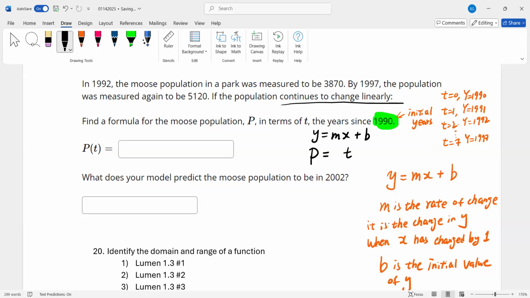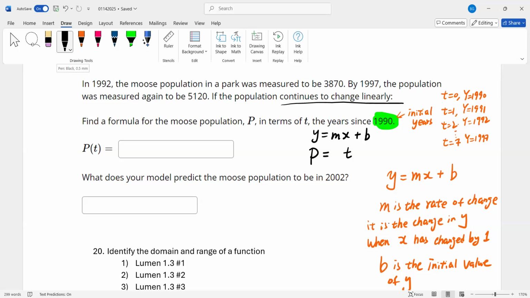Now let's find the value for m. m here is the slope. Remember, slope here is the average rate of change, right? It is the change in the population of the moose when the year goes by 1. Here we use year as the unit of time. So m here is going to be the yearly increase in the population of moose.